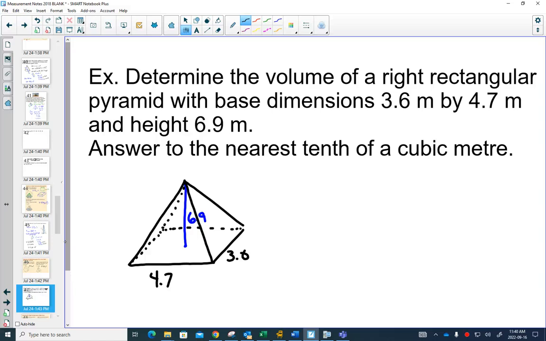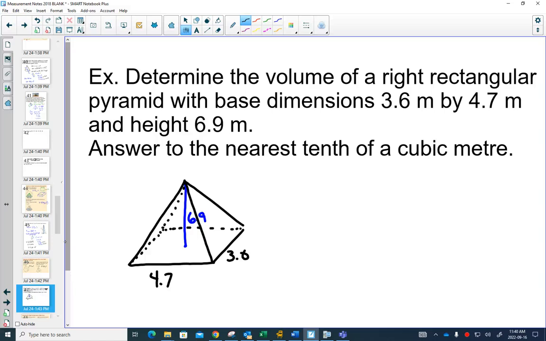Does anybody know the special trapezoid when it's a square? Starts with an RH. It's not a trapezoid. Not a rectangle. It's a rhombus. Rhombus. You don't say the H. Maybe you should. That'd be kind of fun. Rhombus. Okay, anyways, sorry.